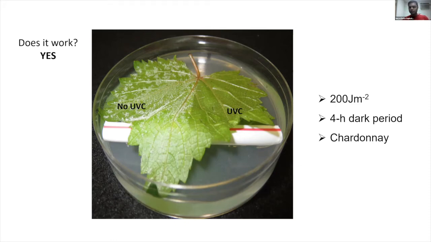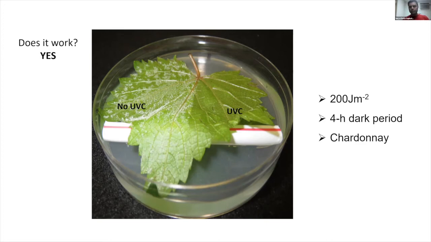One thing I want to point out here is that this is not the germicidal effect. We are not treating the downy mildew. What we are doing is exposing the grape leaf to UV, and then we see some sort of resistance induced. So it's like a pre-inoculation UVC application. This is fantastic.